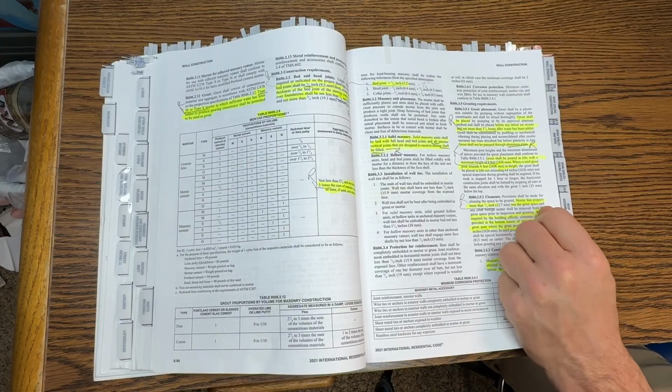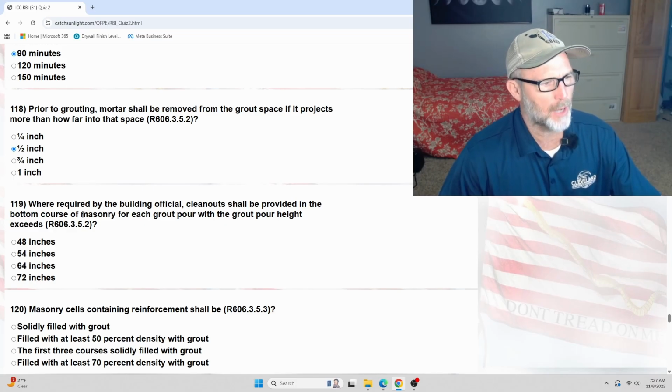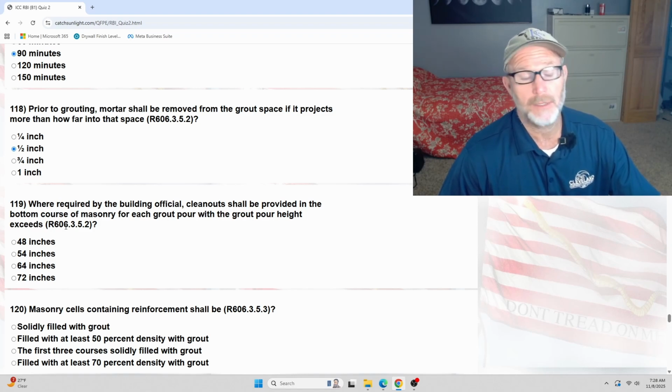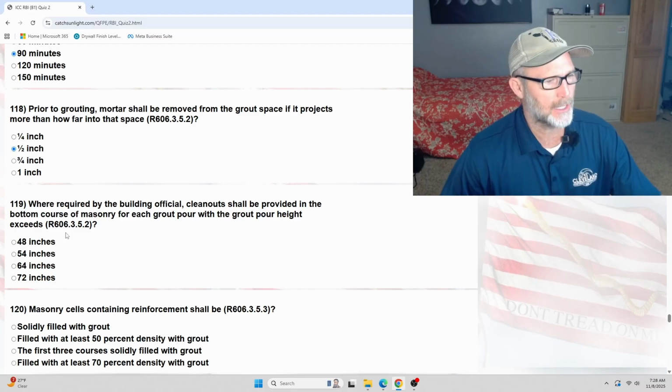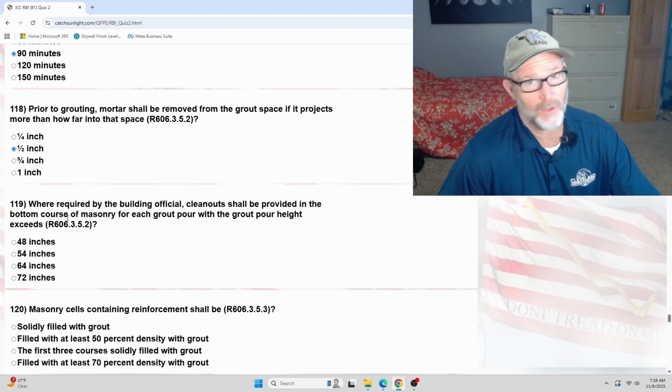All right, 119. Where required by the building official, cleanouts shall be provided in the bottom course of masonry for each grout pour with a grout pour height exceeding what? So you need to have actual cleanouts within whatever you're pouring into if you're more than a certain height. Now, what's that height?